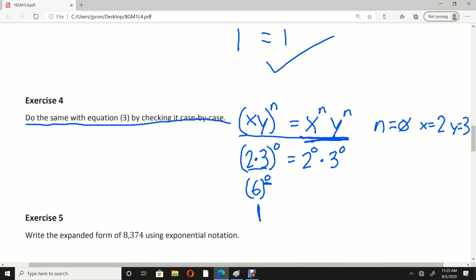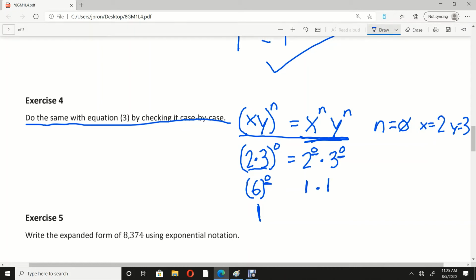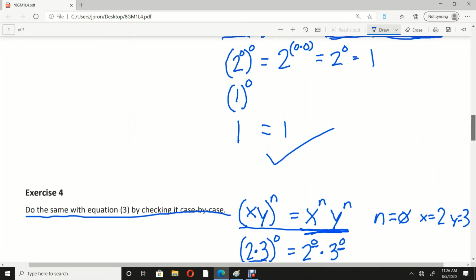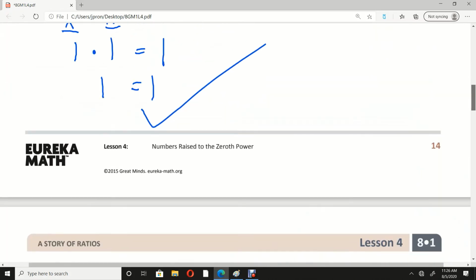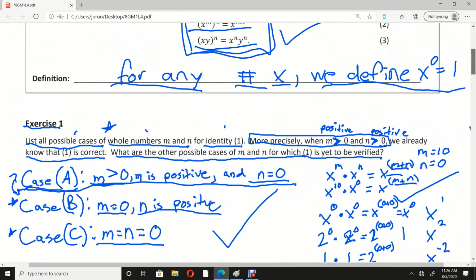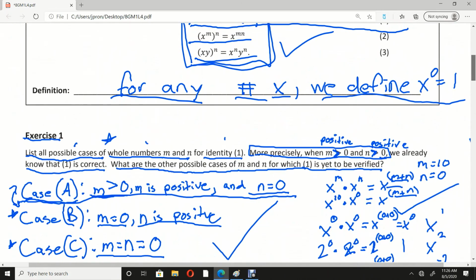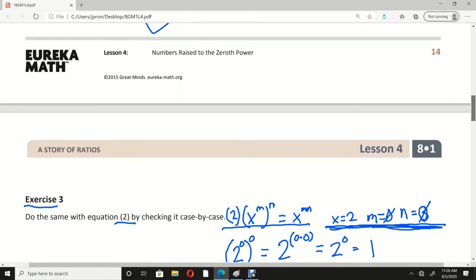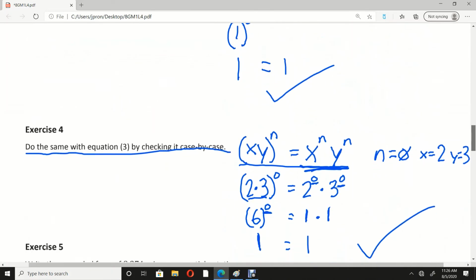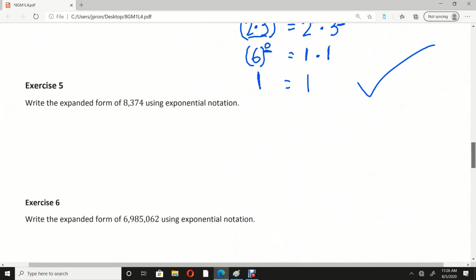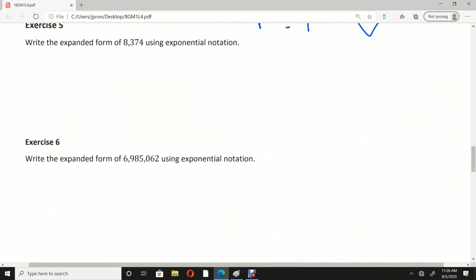Let's come over here. We have 2 to the 0th power, which is 1, times 3 to the 0th power, which is 1. 1 times 1 is 1. So yes, we proved it now. We went through and we proved it for each case, for every time. All of these rules that I taught you in the last lessons are true. They're true. All right, so great. We're going to apply that later on.